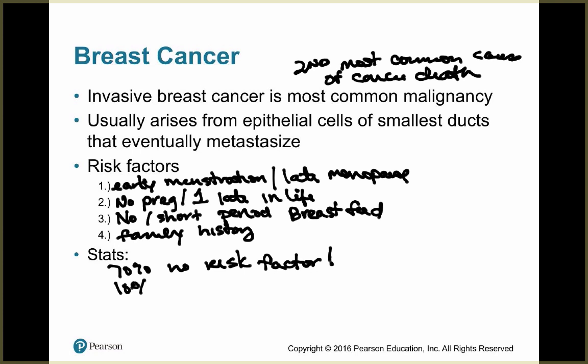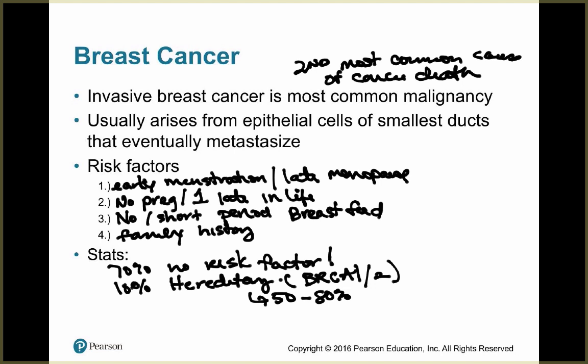10% of them are due to hereditary defects. There are mutations in the genes BRCA1 and 2. Basically, 50 to 80% of women with these genes develop breast cancer. This also increases the risk of ovarian cancer.